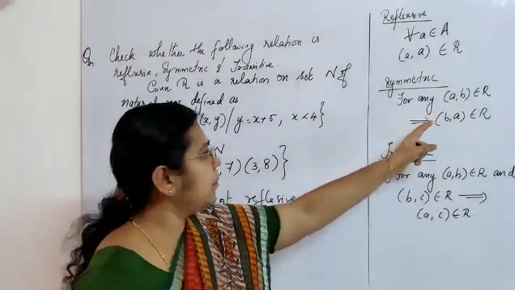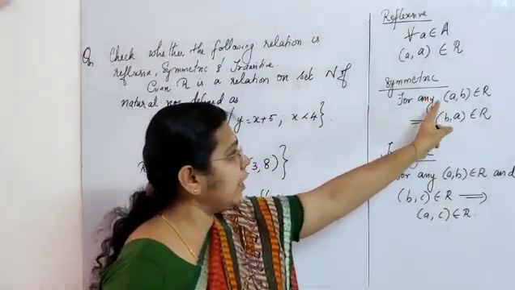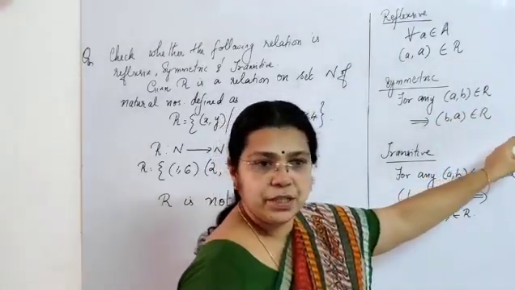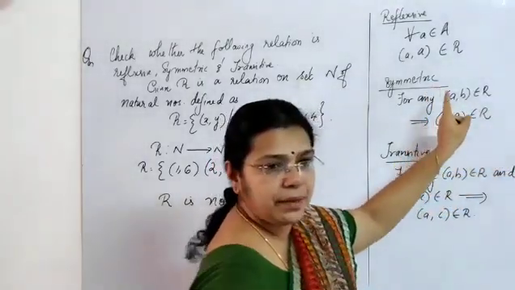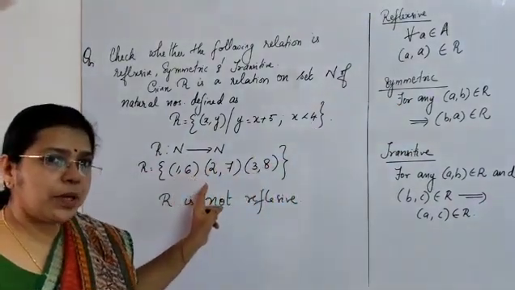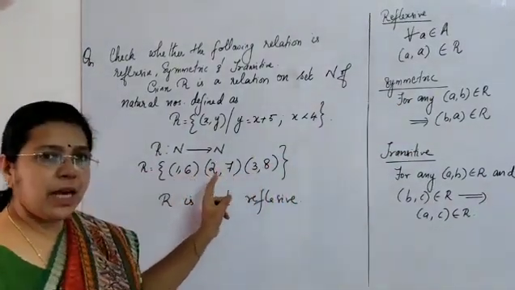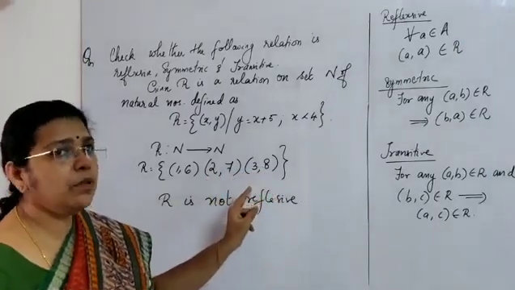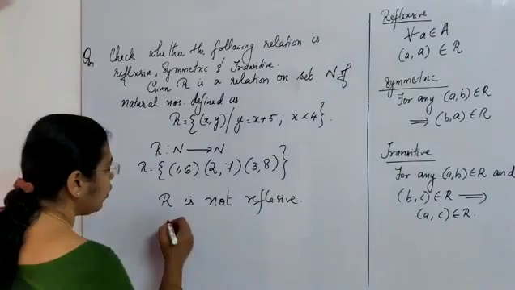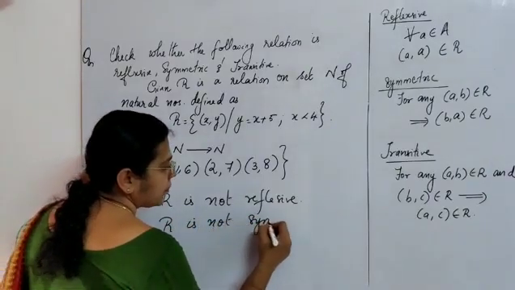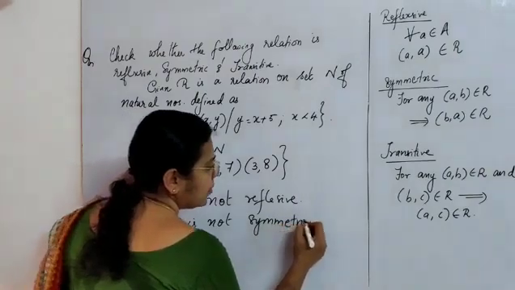What about the next condition to check for? It is symmetry. For any (a, b) that is given in this relation, (b, a) also belongs to the relation, isn't it? That is what is said to be symmetry. But here you have (1, 6). Do you have a (6, 1)? You have (2, 7). Do you have a (7, 2)? Here it is (3, 8). Do you have a (8, 3)? No. That means R is not symmetric.